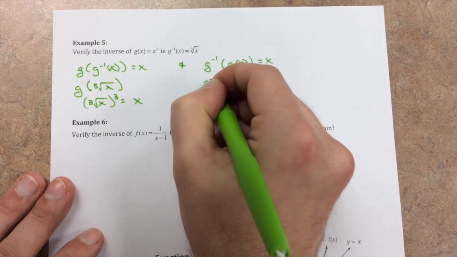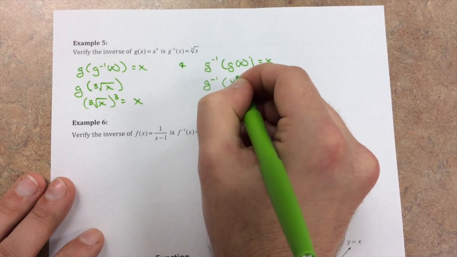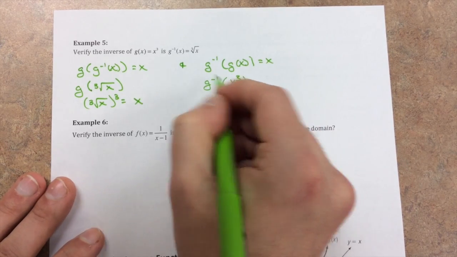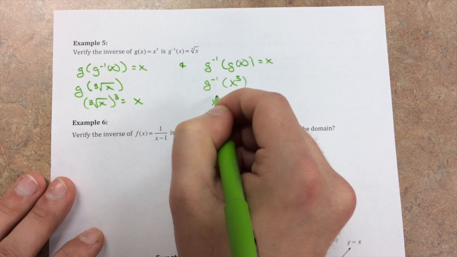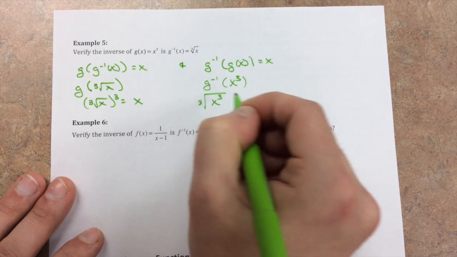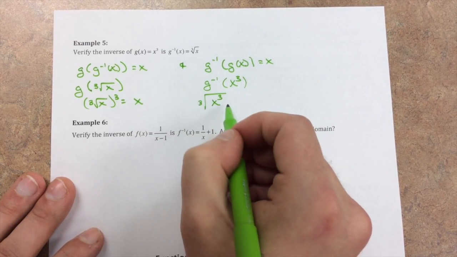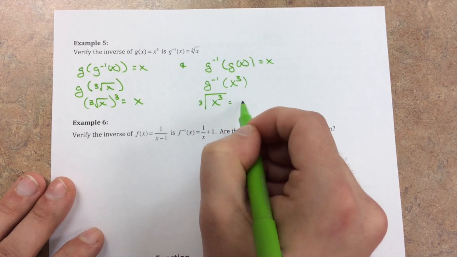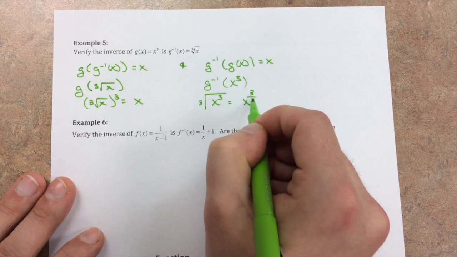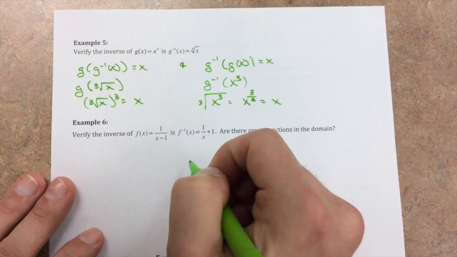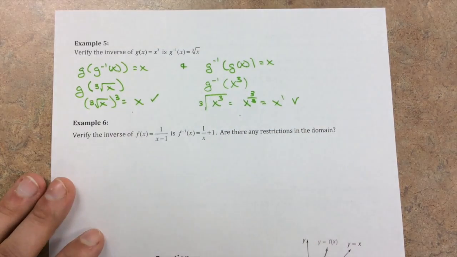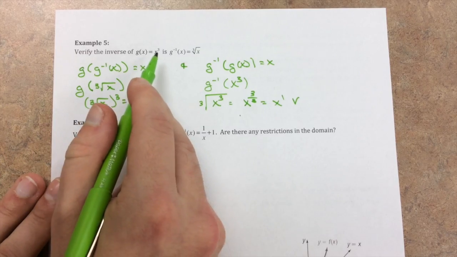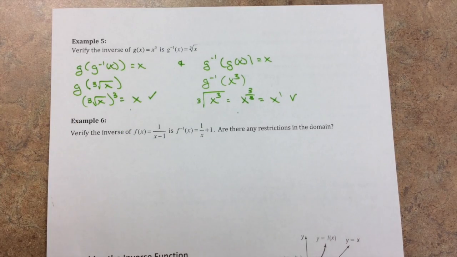Same thing, the inverse of x cubed. So plugging x cubed into the inverse function, we get the cube root of x cubed. And if we remember our properties of exponents, cube root is to the 1/3 power. So this is x to the 3 over 3, which is just x to the first, which is what we want. So this verifies that the cube root of x is the inverse or the undoing function of x cubed.